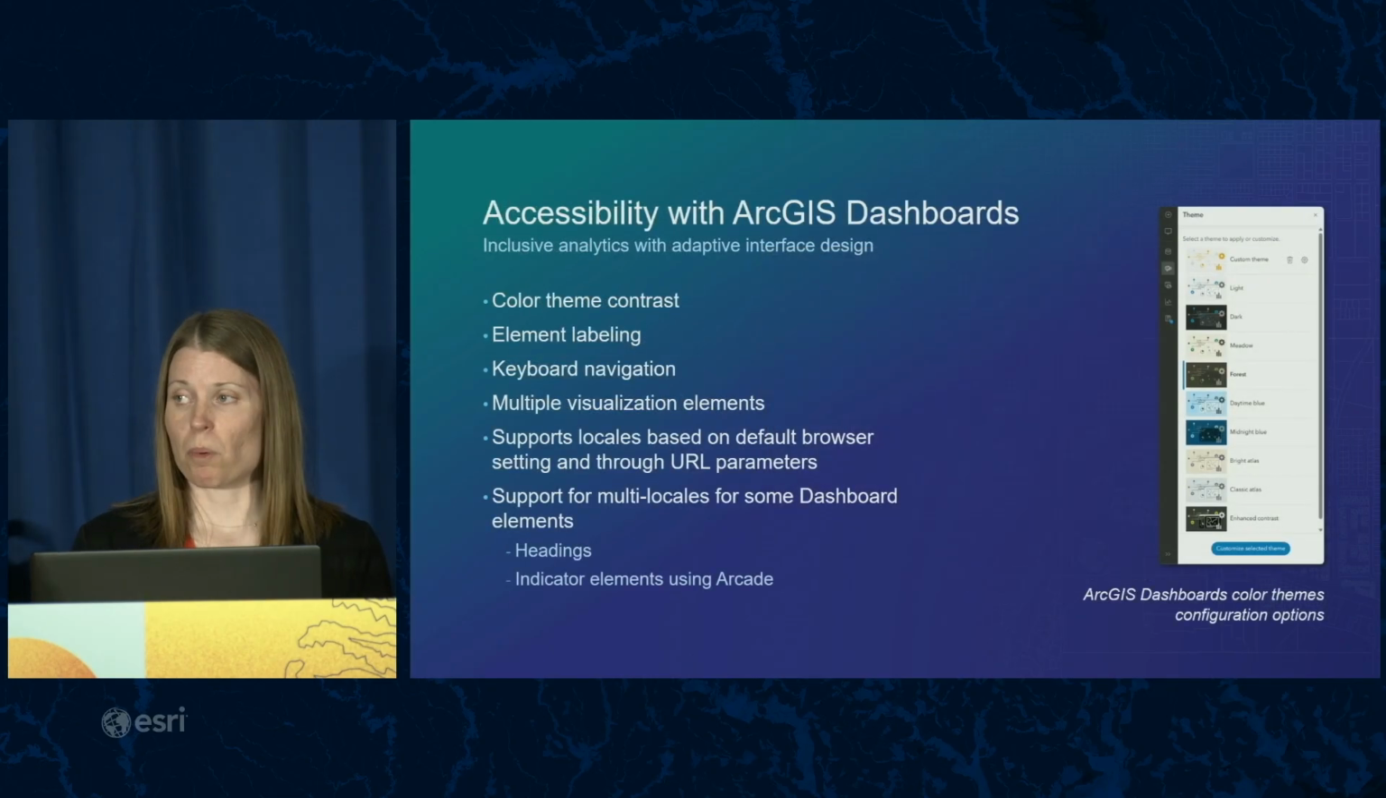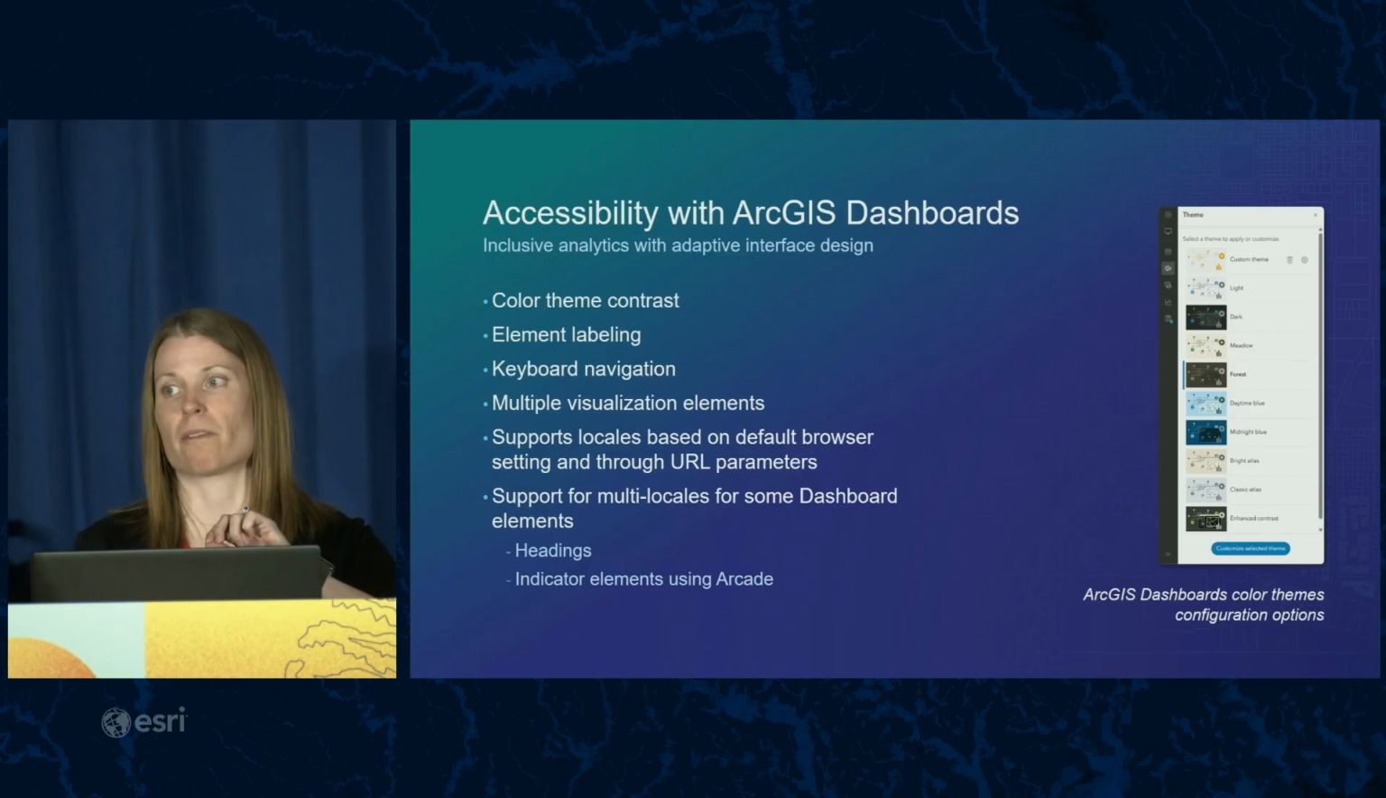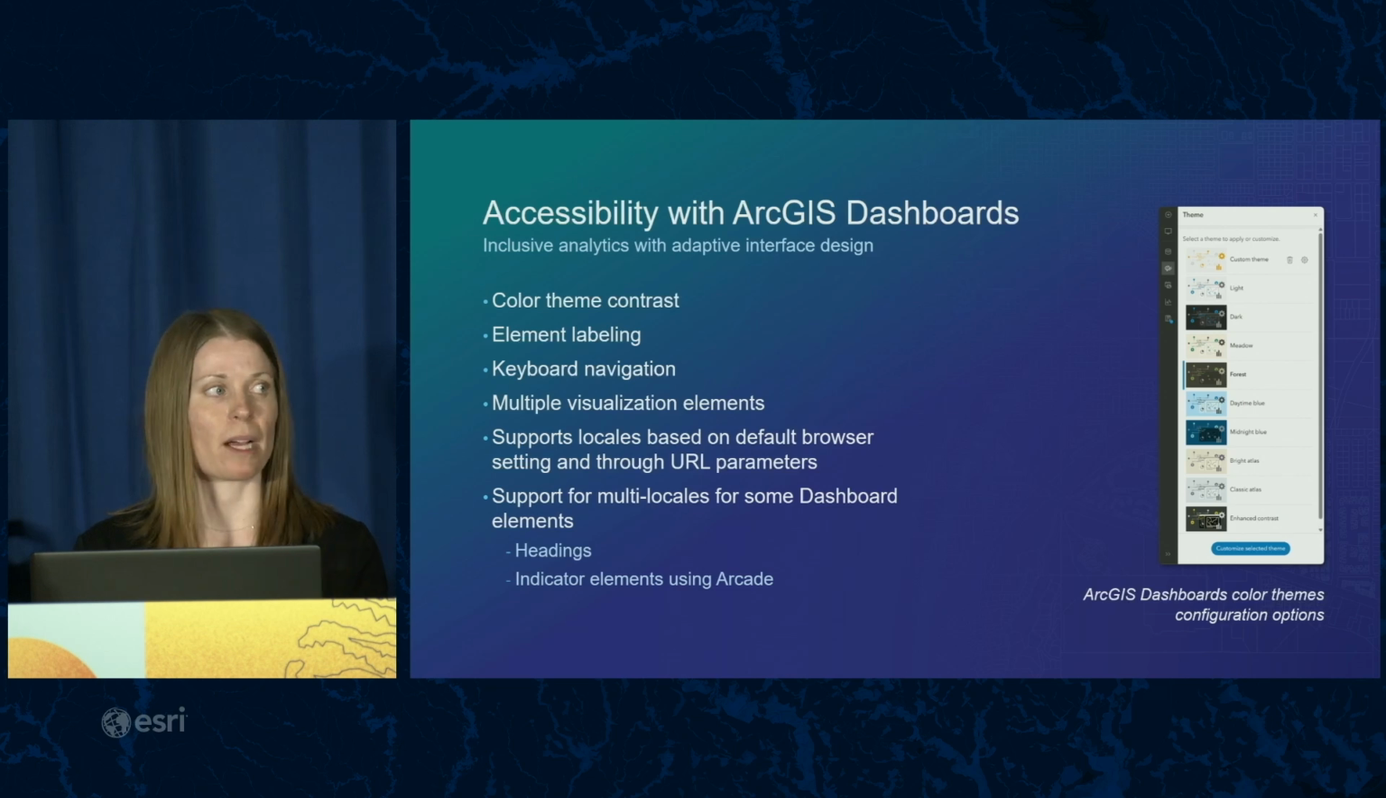And as far as dashboards, there's color theme contrast that's available. They have an enhanced contrast theme that's available. You can also do your own customized theme, and then there's also additional settings. So as you're configuring those different colors, you can see what the contrast would be, and it'll tell you if it's a level A, AA, or AAA, and where that falls on the spectrum for WCAG criteria.